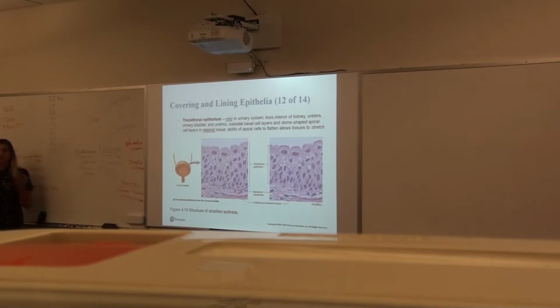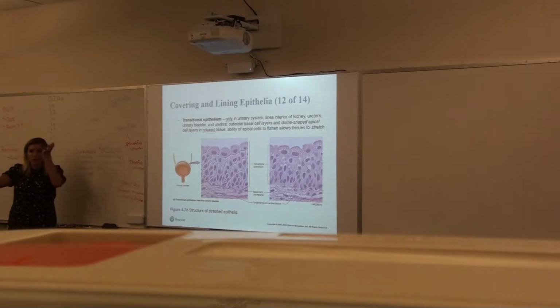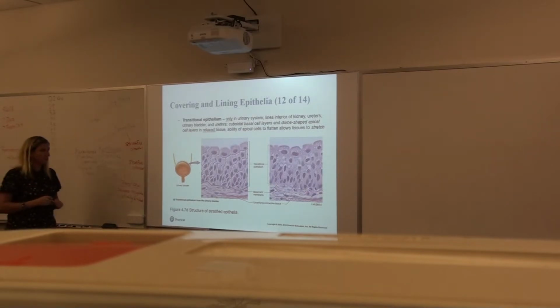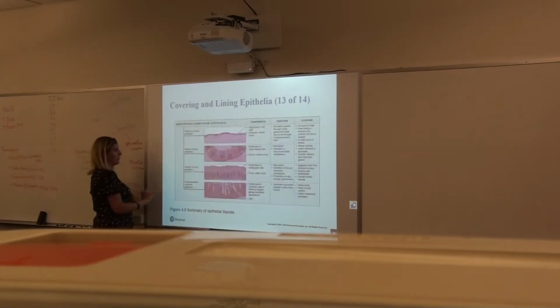So this was the one I said when we were looking at it in lab, this is the one where you're not really going to be able to tell what shape the cells are, so just go with transitional. They kind of puff up when the bladder's empty, and then when the bladder's full, they squish to the sides. Then the bladder empties again, they puff up and loosen the belt, so to speak, and then they get squished again as your bladder fills. So that's transitional epithelium.